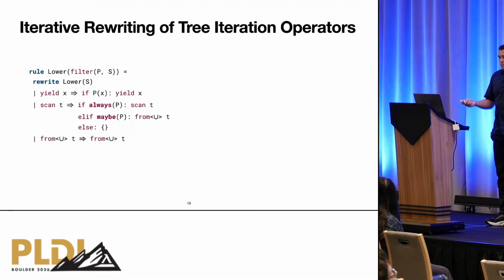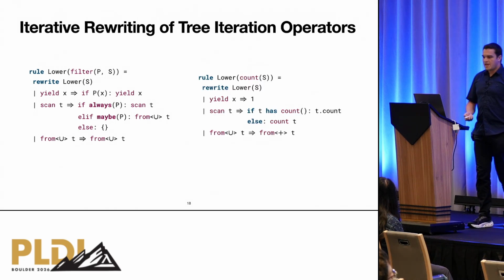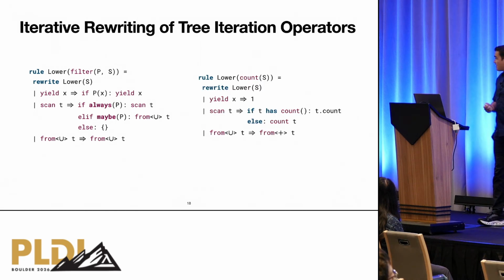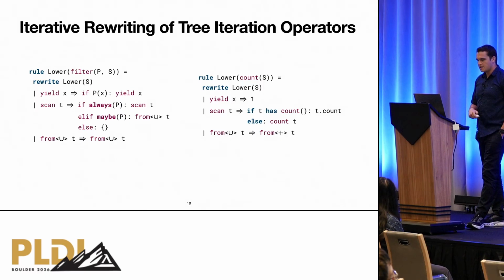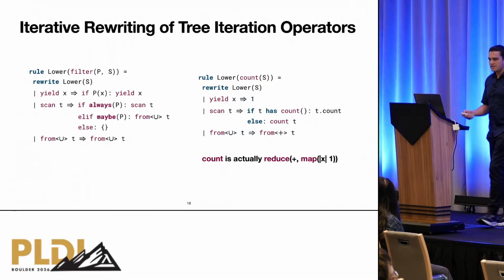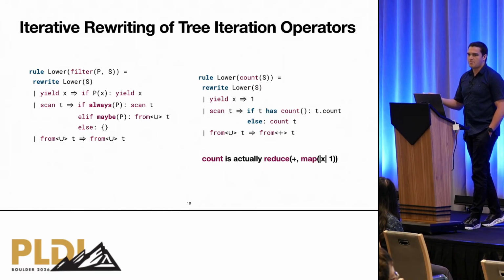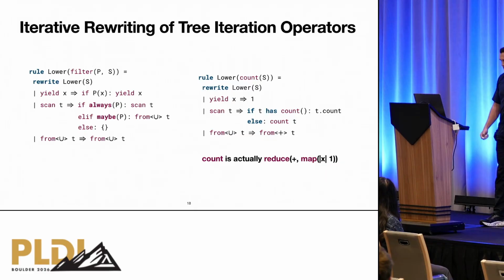We could implement a similar lowering rule for count, and I show an example of that here, which applies the same rewrites that I showed you on the previous slide. However, that would be a little bit misleading because count is actually expressed in Bonsai as a sum reduction over the map from an element to 1.